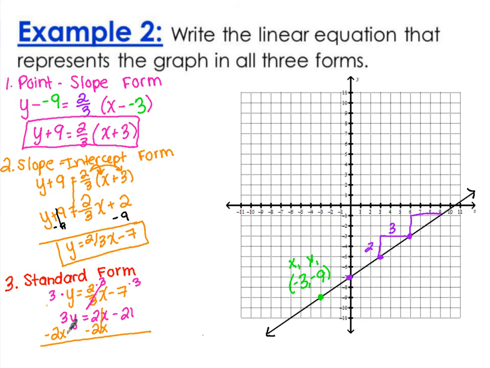So I'm going to move it, and I'm just going to put the -2x in front of the 3y, because in standard form the x comes first. And the only thing left over here is -21, and that is the equation in standard form.